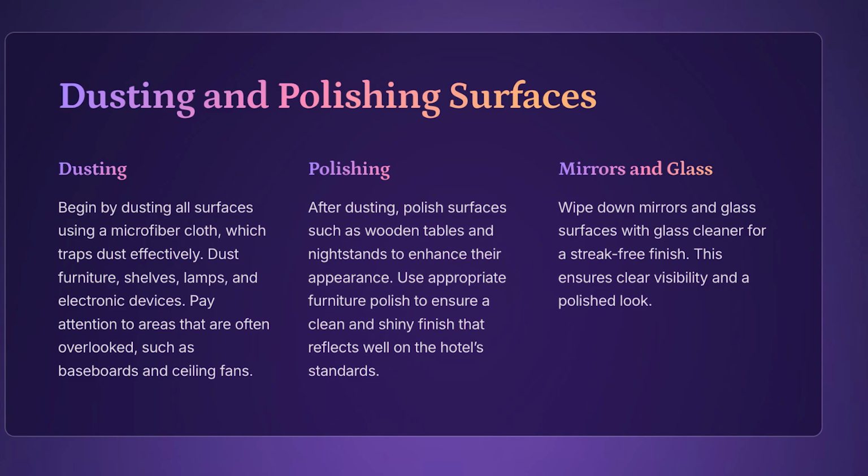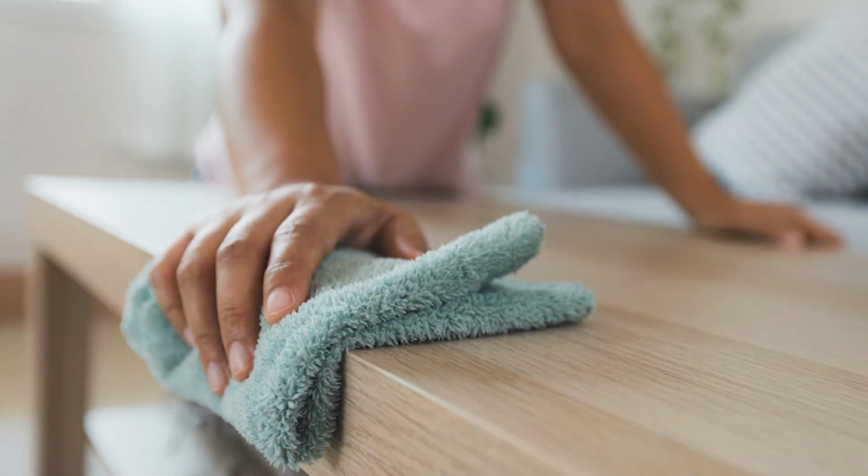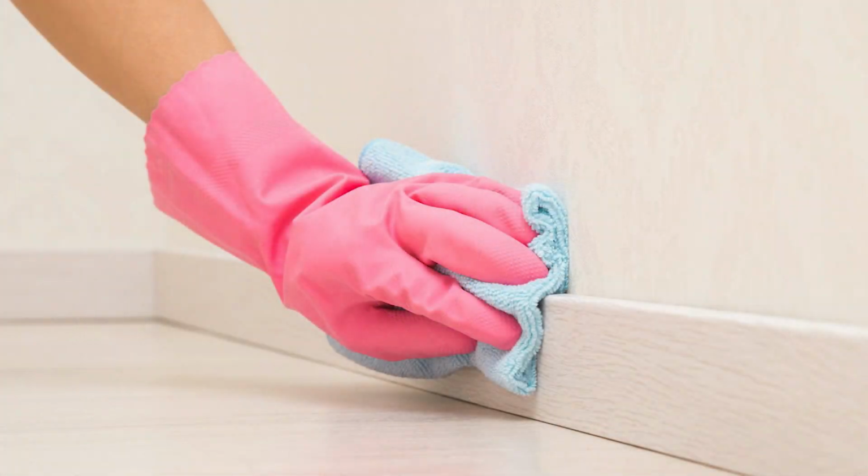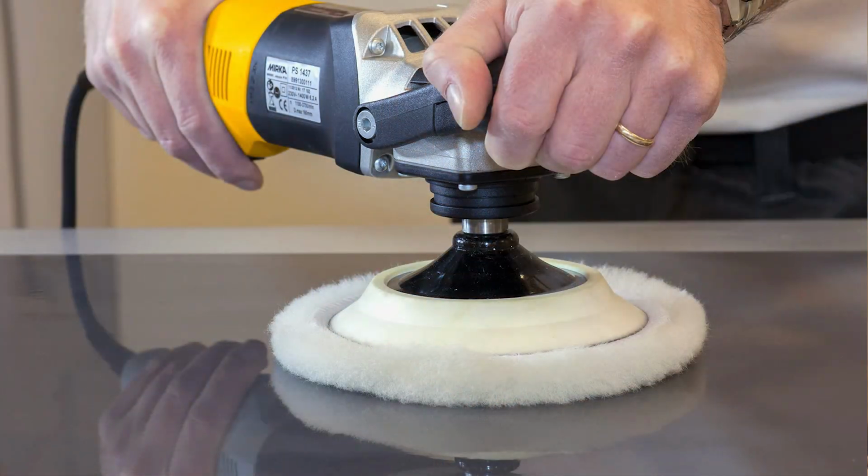Dusting and polishing surfaces. Begin by dusting all surfaces using a microfiber cloth, which traps dust effectively. Dust furniture, shelves, lamps, and electronic devices. Pay attention to areas that are often overlooked, such as baseboards and ceiling fans. After dusting, polish surfaces, such as wooden tables and nightstands, to enhance their appearance. Use appropriate furniture polish to ensure a clean and shiny finish that reflects well on the hotel's standards.